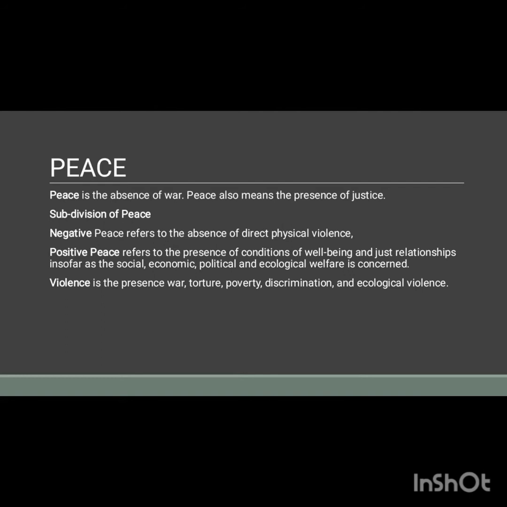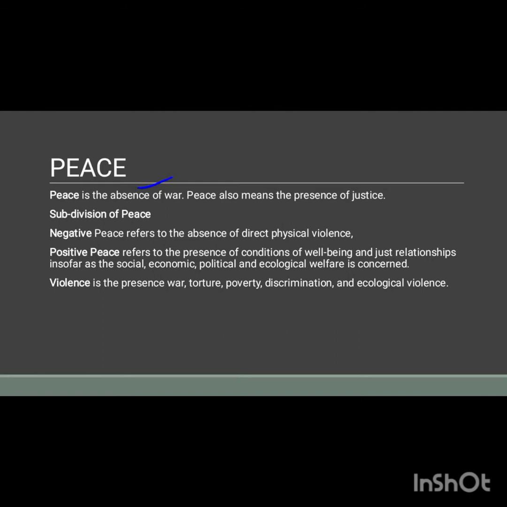People define peace in different ways, but we define it as the absence of war or the presence of justice. Peace can be defined as the absence of war or the presence of what? Justice. So the same peace can be subdivided into two categories. There is negative peace and positive peace.